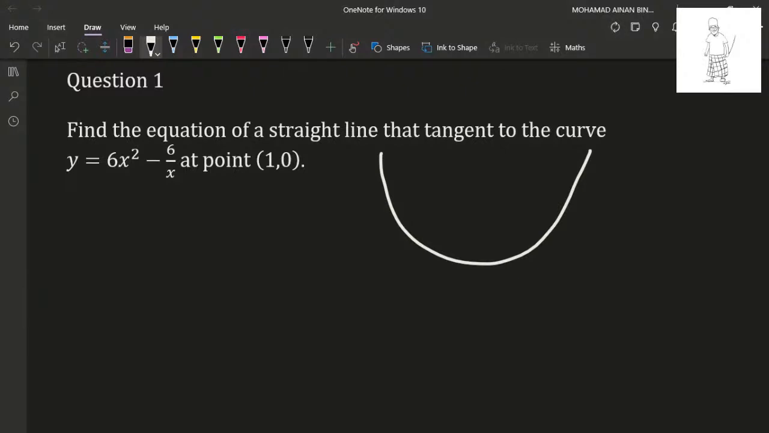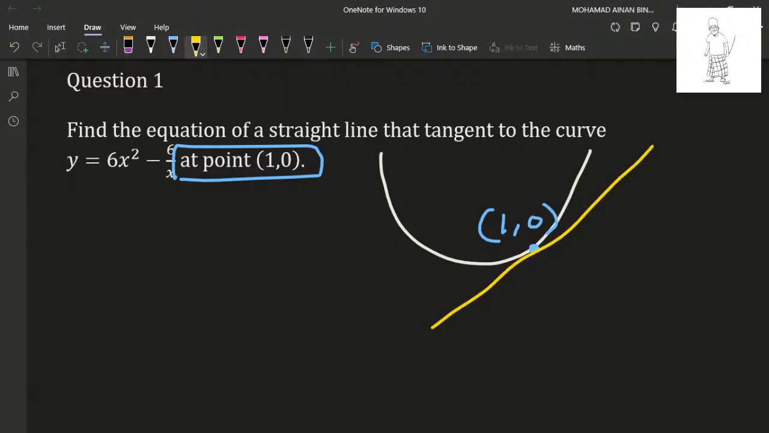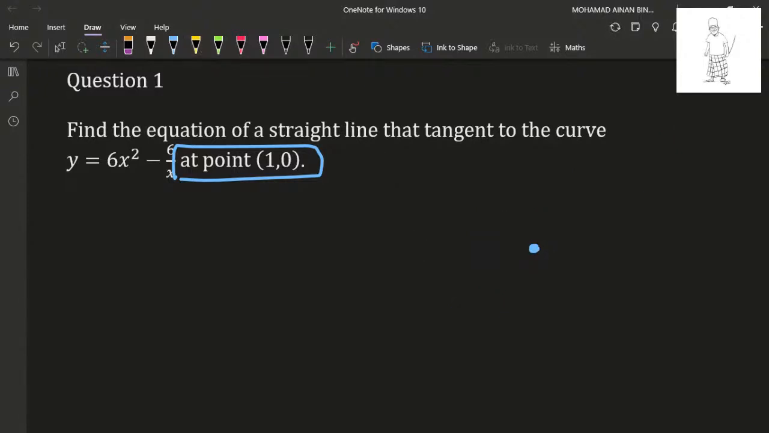What the question wants is a straight line that is tangent to the curve at point (1, 0). So at point (1, 0), something like this over here, this line touches the curve at only one point. That's the sketching, and we are going to do it over here.